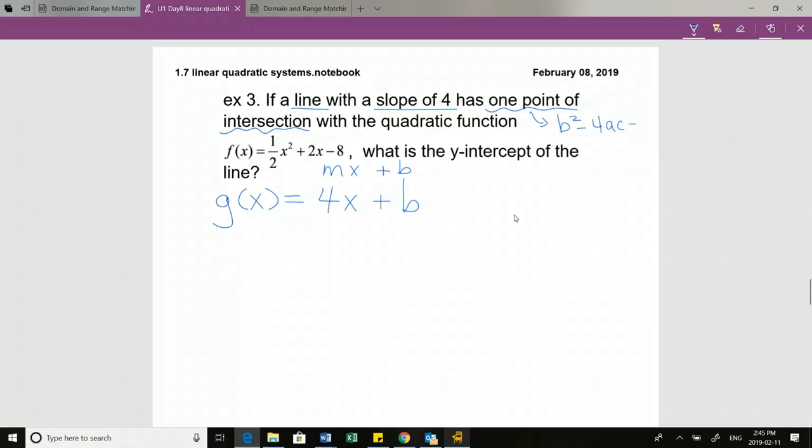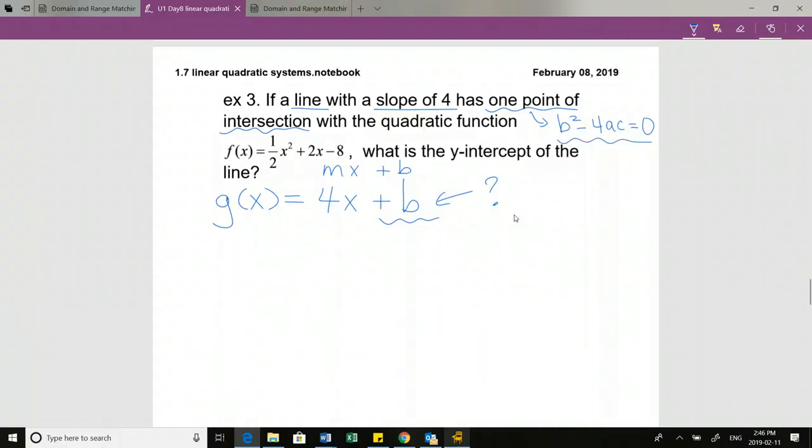Zion. It equals 0. This is key in order to solve this question. Okay? Super important. So we want to know what is the y-intercept of the line. So this is the goal. I want to find that value. And I'm going to use this idea to help me, this b squared minus 4ac.